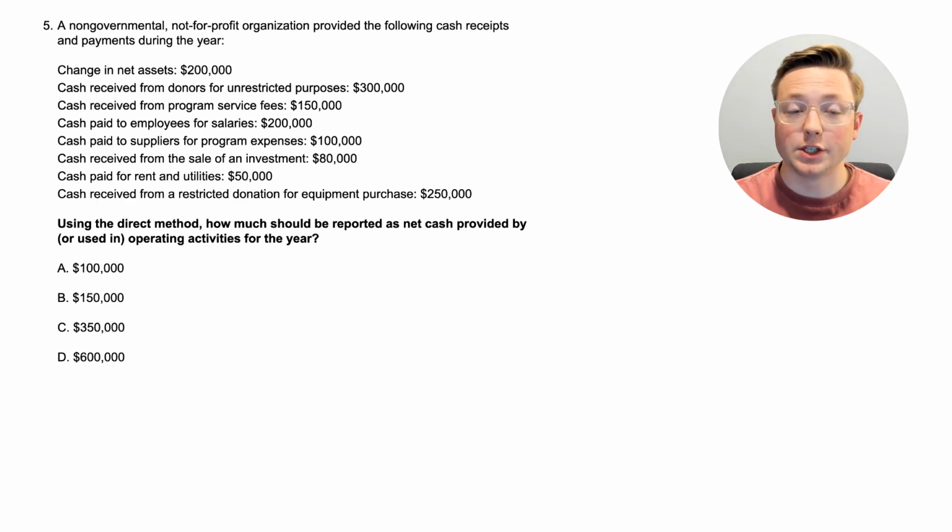All right, here we are at question 5. A non-governmental, not-for-profit organization provided the following cash receipts and payments during the year. So before we go any further, let's read the last part. Using the direct method, how much should be reported as net cash provided by or used in operating activities for the year? Okay, so this is talking about the direct method.